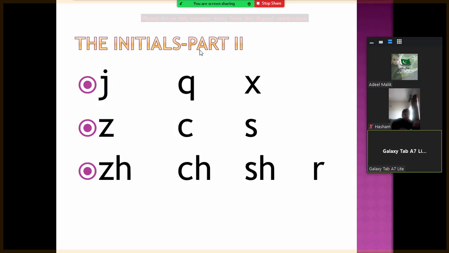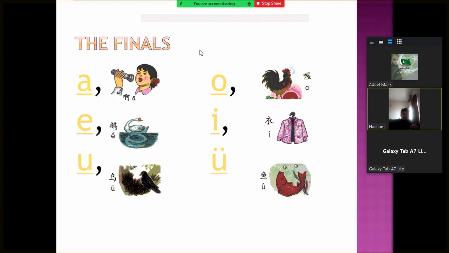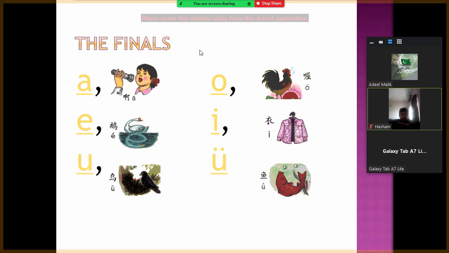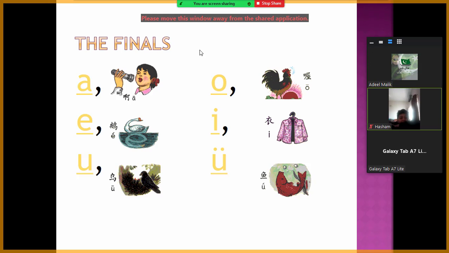In the same way, these are the finals, like vowels in English. This is called a, o, e, i, u, ü. Can you see the difference in the sounds? Right. So these are the finals. We need to practice them.